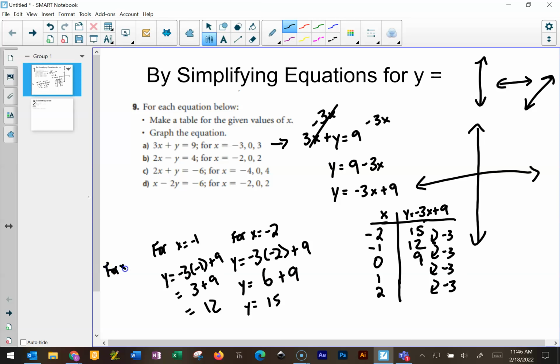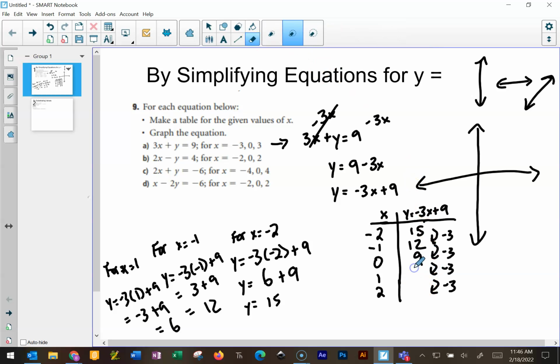So for x equals 0, x equals negative 1, my mistake, we've got, nope, positive 1. So for x equals 1, we've got y equals negative 3, sub in the 1, and then plus 9. So that is negative 3 plus 9, which indeed does equal positive 6. So our pattern continues, which means it is a linear relationship. And then we don't even really need to do the 2. We just know it's going to be 3.